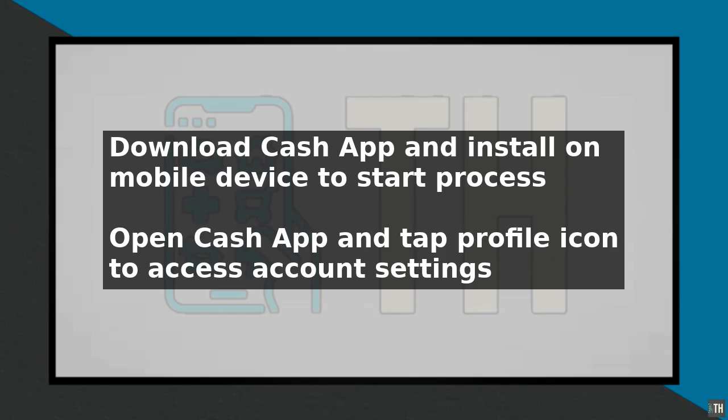To get started, you need to download and install the Cash App on your mobile device if you have not already done so. Once you have the app, follow these steps to set up direct deposit.